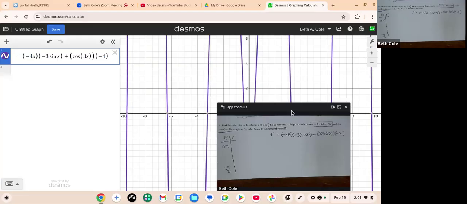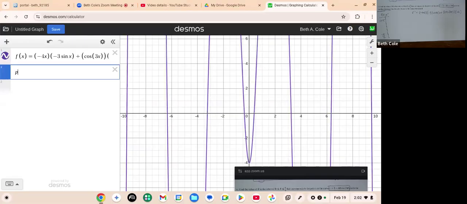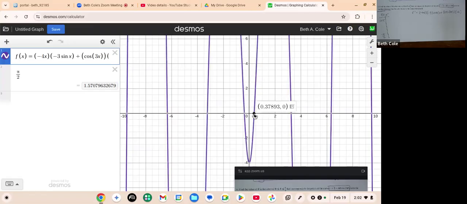Now, there are a lot of places where this equals 0. Do you see all of these? Like all these places it touches the x-axis? How do I know which ones I want? Well, I have to stay between 0 and pi over 2. Pi over 2 is 1.57. So we're going to get all the ones in between 0 and 1.57. So here's the first one, 0.378. We're going to put that on our table. And I'm going to export the point so that I can copy paste it.